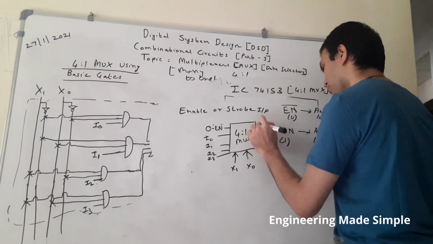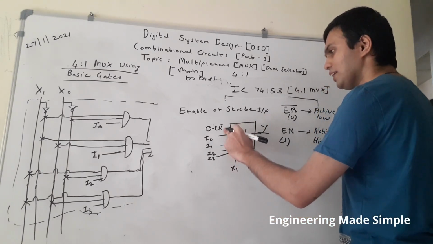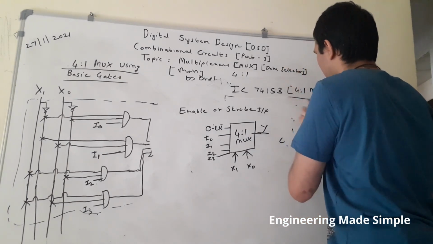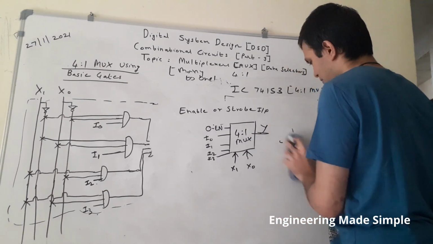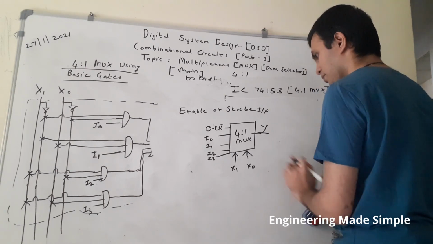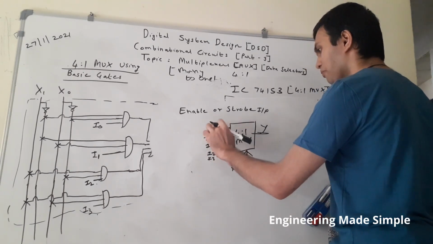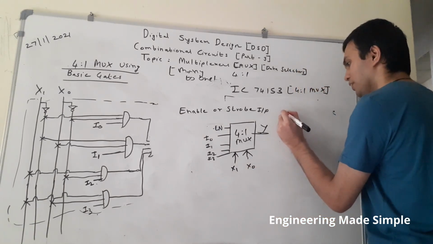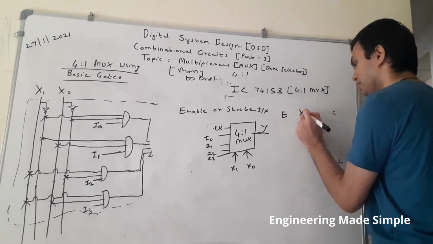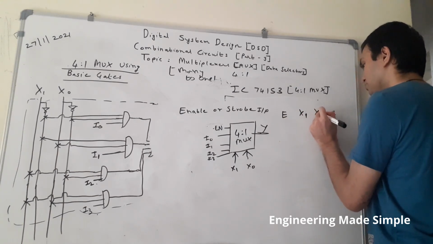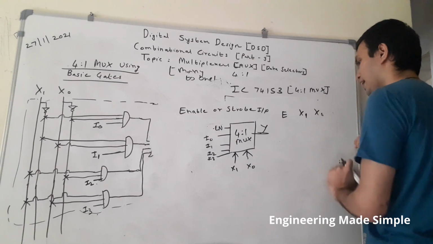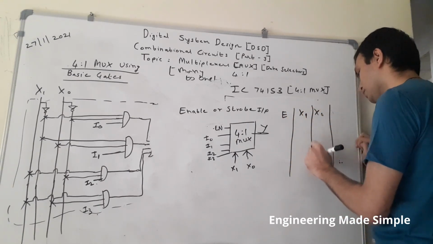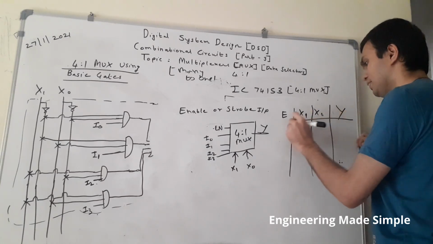And here is the output. Now here one additional input will be there in the truth table. So as in this diagram I have written active high input, I will write the truth table for active high enable. So enable, x1, x0 and then here y output. Y is the output.